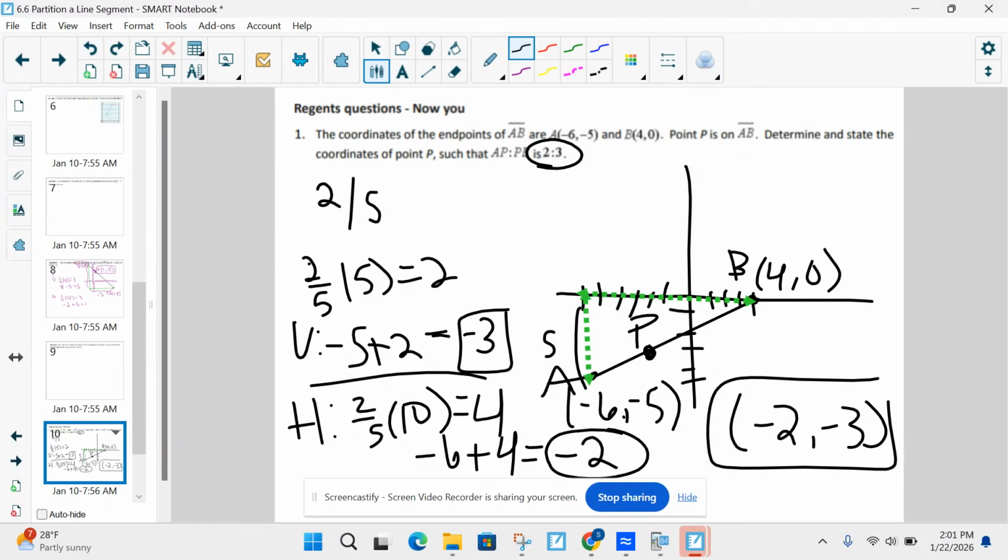Okay. I want you to try number 2. Number 2 is easy because it's the same ratio, but it's all in the first quadrant, so you don't have to worry about any negatives. So go ahead and give that one a try.